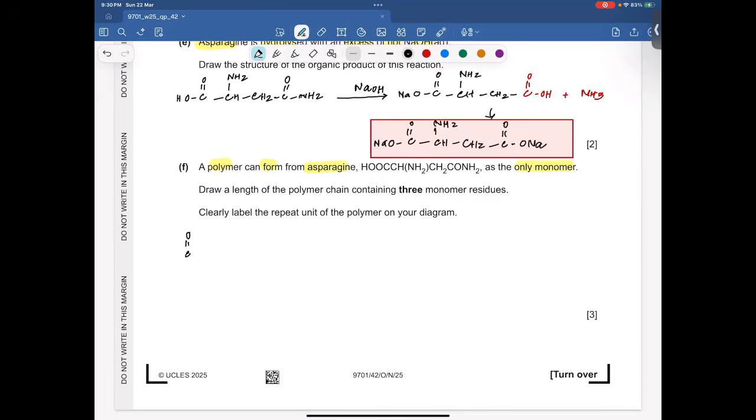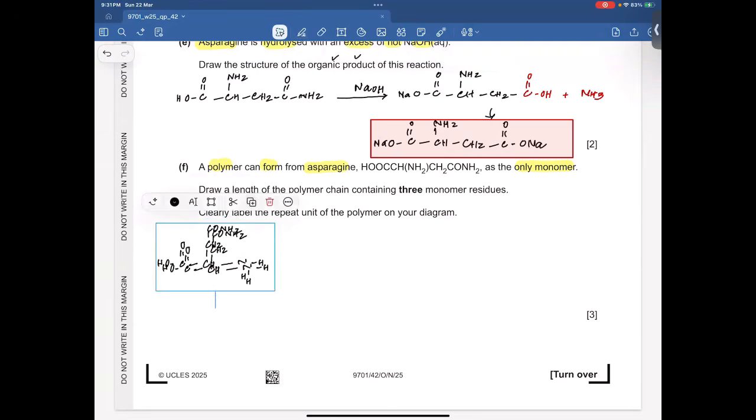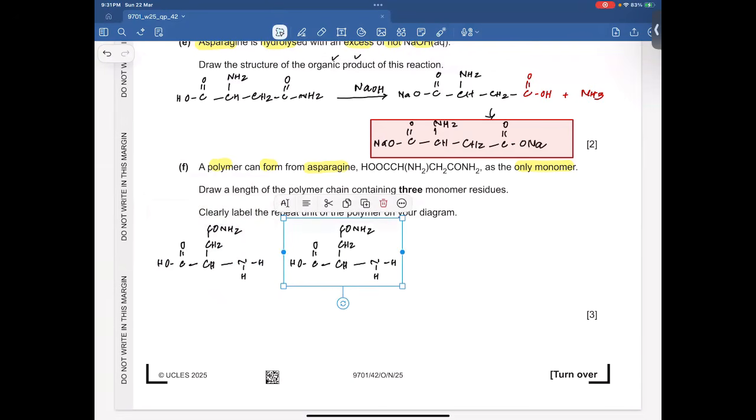So carboxylic acid, then CH, then CH2, and this is CONH2. Okay. And this is NH2. All right. So I need to make this structure one more time. This structure one more time.